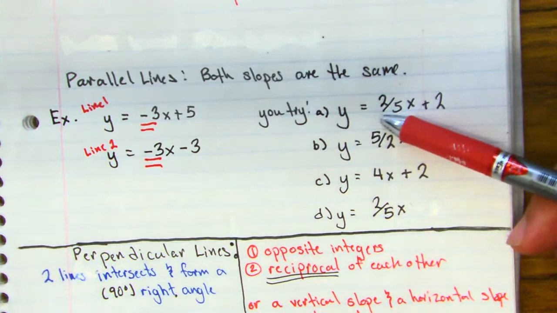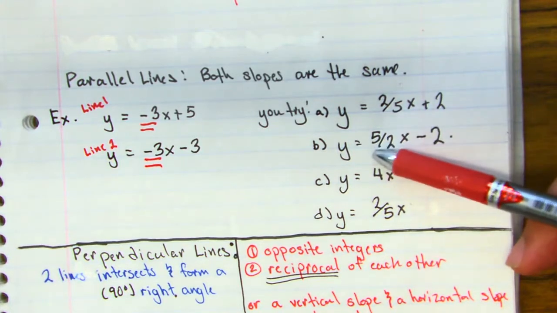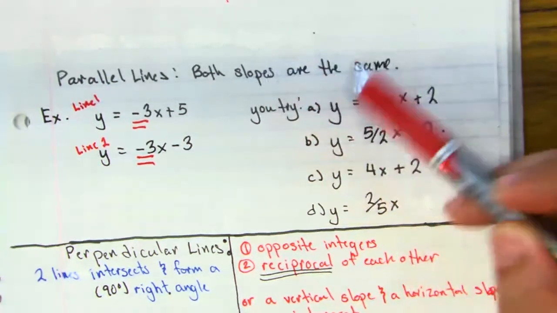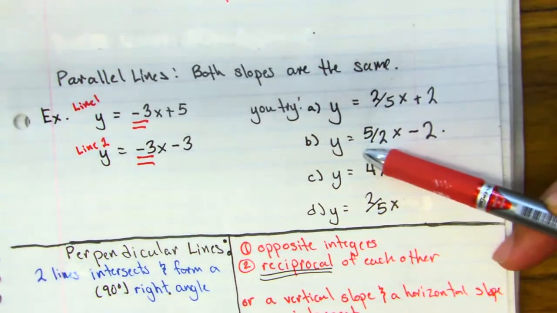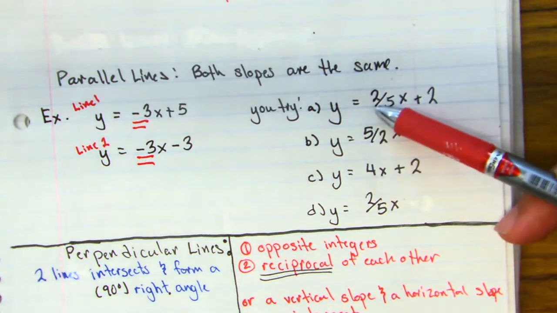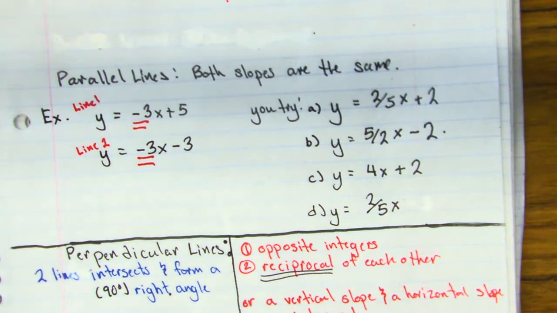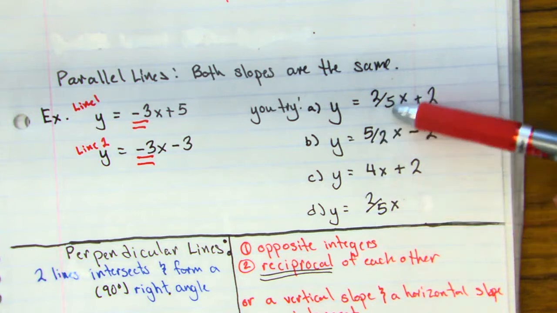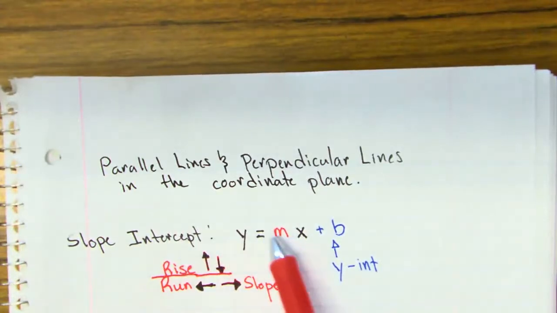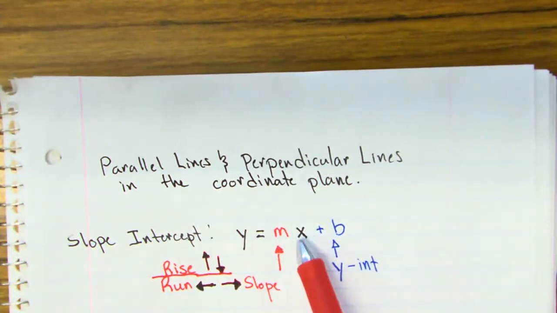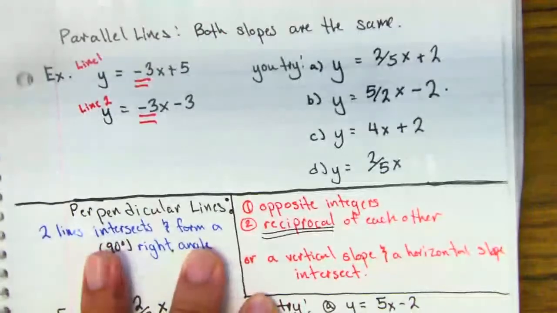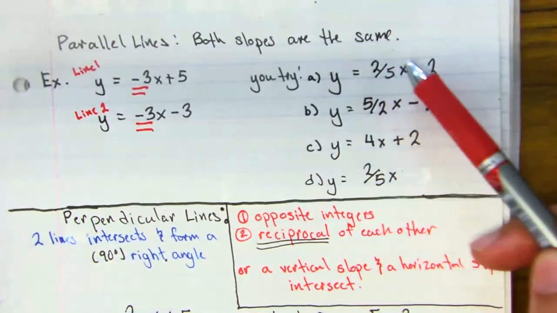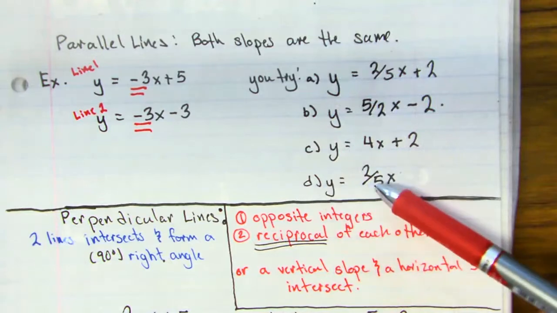Here the slope is 2 over 5, and here this is not 2 over 5. Once again, we're looking for slopes that are the same. 5 over 2 is not the same as 2 over 5. How do you know you're looking at the slopes here? Once again, you're looking at the slope intercept form, which is y equals mx plus b. To find the slope, you're always looking at the number that's right next to the variable x. So here I'm looking at 2 over 5 at letter A, and at letter D, which is also 2 over 5x.